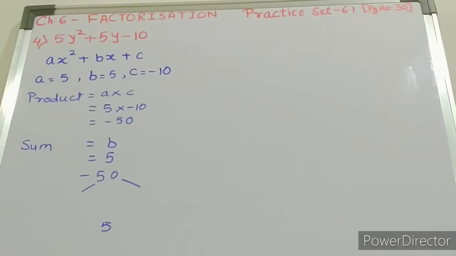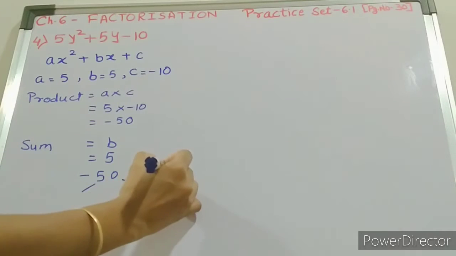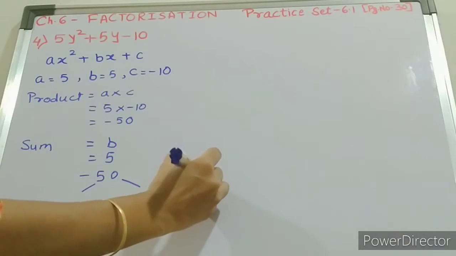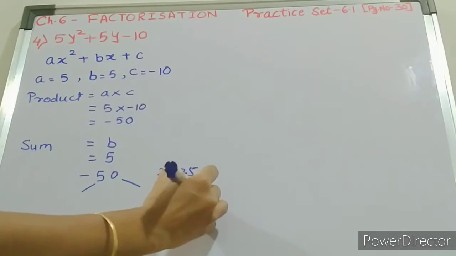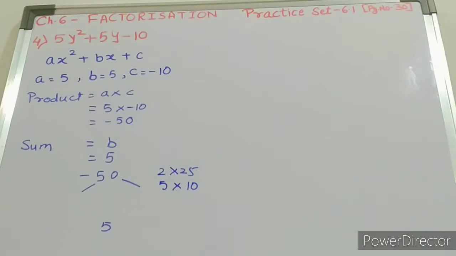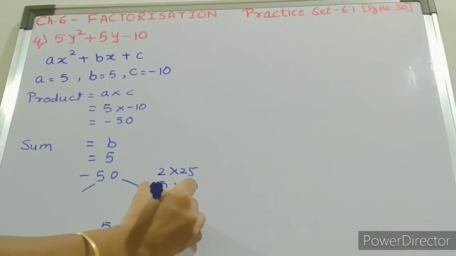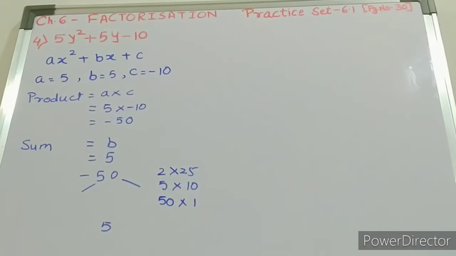Okay, in which table do we have 50? 2 multiplied by 25, correct? Next, 5 tens are 50 and 50 ones are 50. Okay, now I have to find out the factors in such a way that their product should be minus 50 and their addition should be plus 5.